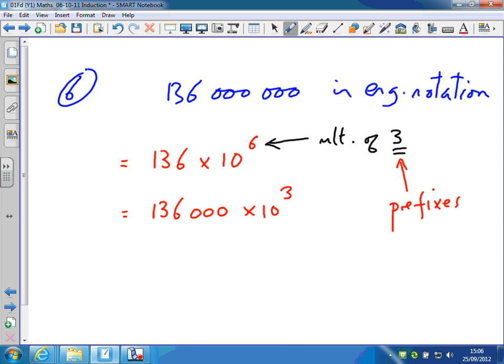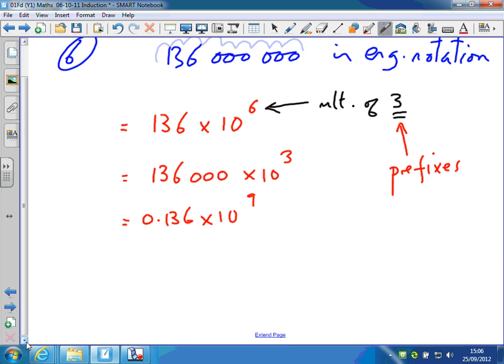Would it be correct also to do, as Tom said, 0.136? Yeah, that's another example. It could also be 0.136 times 10 to the 9. Yeah, that's right. So that means I've moved it to here, and now I've got to go 1, 2, 3, 4, 5, 6, 7, 8, 9 to get it back. And that's the way it works for big numbers.